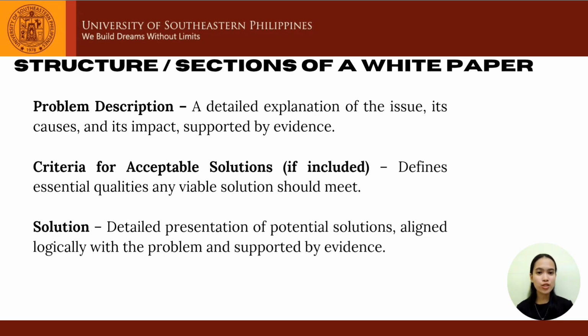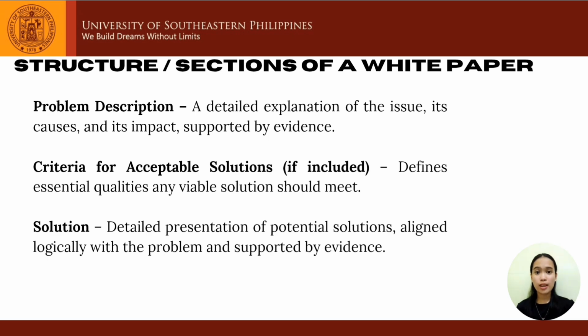Next one is criteria for acceptable solutions. It outlines the essential standards a solution must meet to be viable and effective. Now, the sample does not explicitly include the criteria for acceptable solutions section. However, some elements that could serve as implicit criteria are found in the discussion and the conclusion sections.